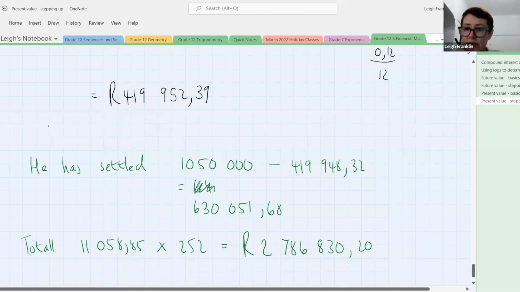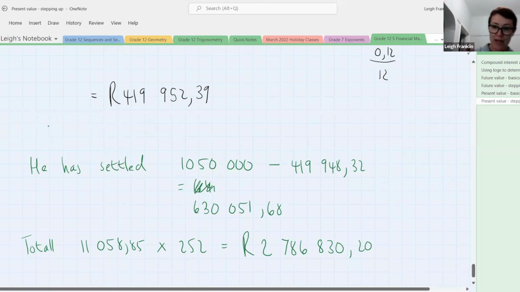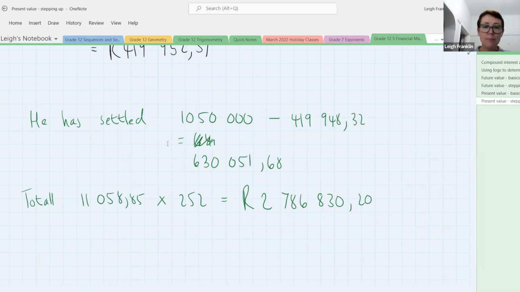Look at how the banks take advantage of us. Hey, and he hasn't even finished paying it off. And remember, his house only cost 1,050,000, and look what he's already paid, nearly 3 times the amount. That's why you've got to try and save as much money as you can, so you don't have a massive home loan hanging over your head, because this is how the banks make money. They're very, very clever. All right, so that is what he has paid up to this point.